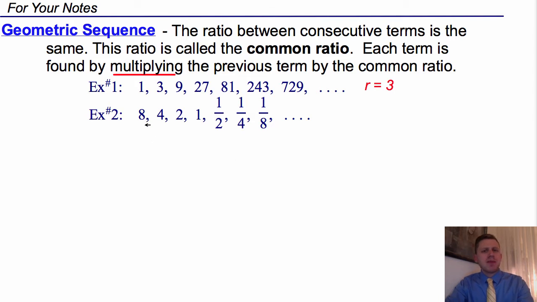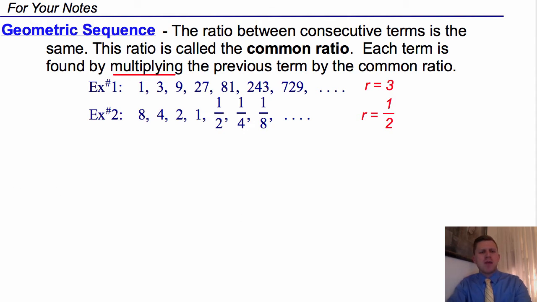The second example, you might say, hey, I noticed the pattern that's going on here. To get from 8 to 4, I divided by 2. To get from 4 to 2, I divided by 2. 2 to 1, divided by 2. And 1 to 1/2, divided by 2, and so on. While you'd be correct, we want to think about geometric sequences always in terms of multiplication, and that's why I underline multiplying there. Well, think about it. If we're dividing by 2, that would be the same as multiplying by the reciprocal, or multiplying by a half. So here we would say the common ratio is 1/2. We always think about geometric sequences in terms of multiplying, never dividing.